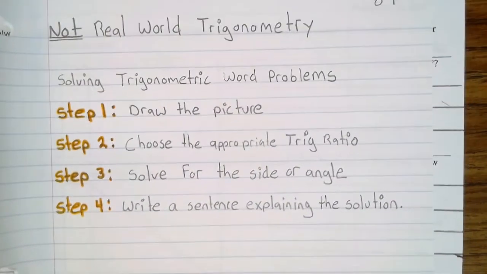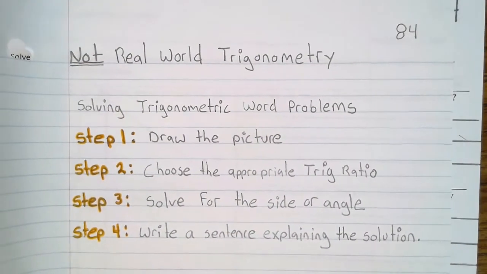All right. Page 84. Real-world trigonometry. Solving trigonometric word problems. Step 1, draw the picture. Step 2, choose the appropriate trig ratio. Step 3, solve for the side or angle. Step 4, write a sentence explaining the solution.